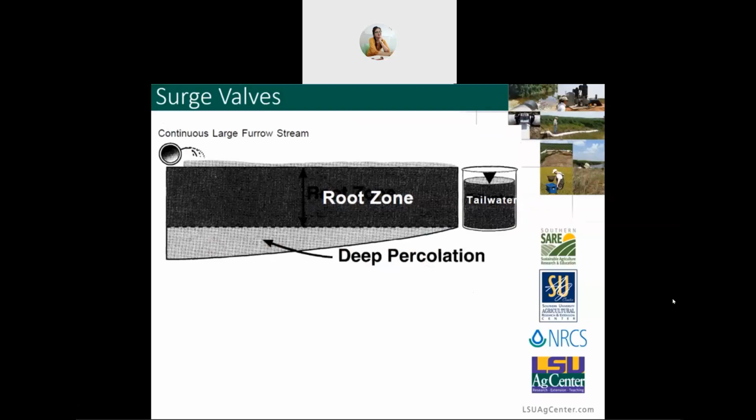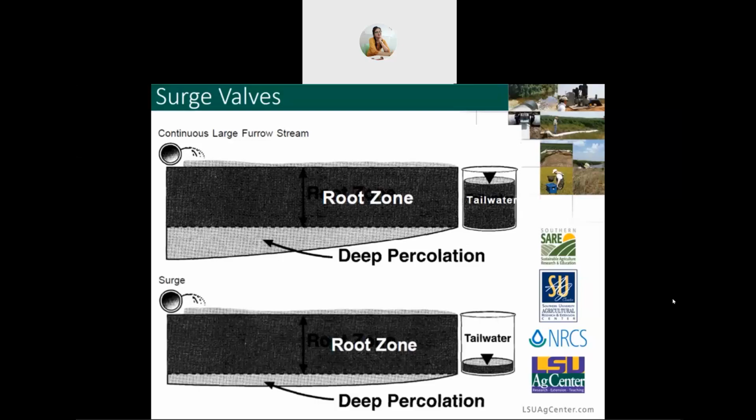Here's a visual example of that. This is a continuous large furrow stream, which is the typical way we irrigate. The white pipe at the head of the field is irrigating down the length of the furrow, and to get enough water within the root zone, you have a significant amount of deep percolation at the beginning of the field, as well as a significant amount of tail water that's running off the field and is very wasteful.